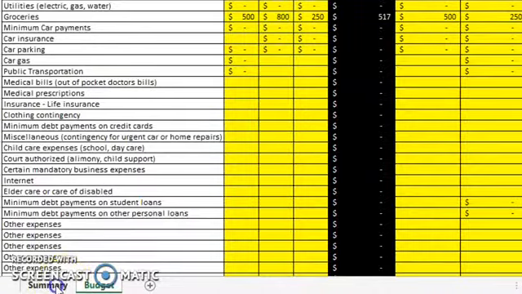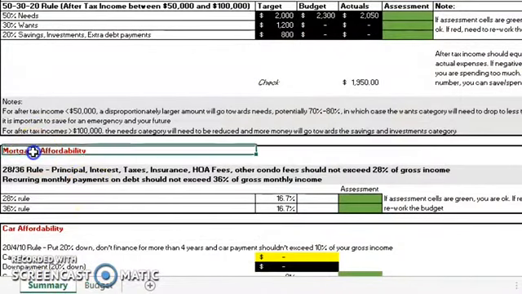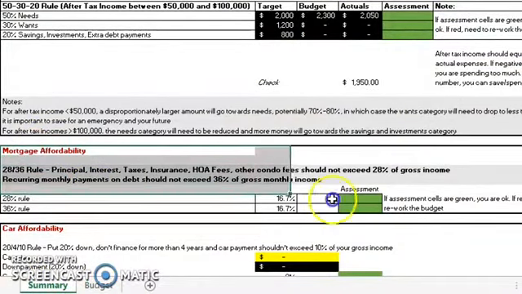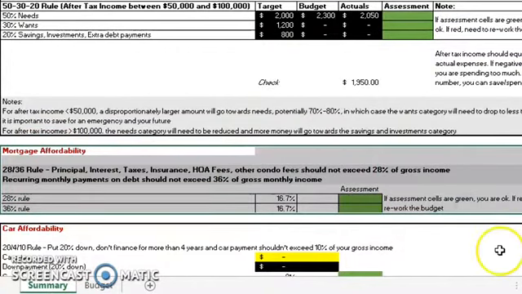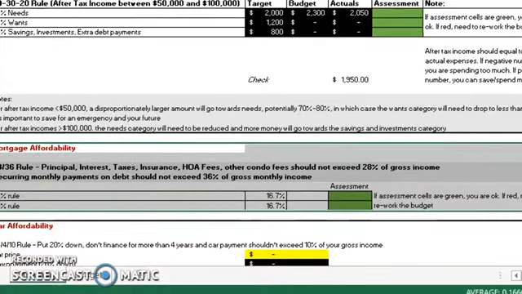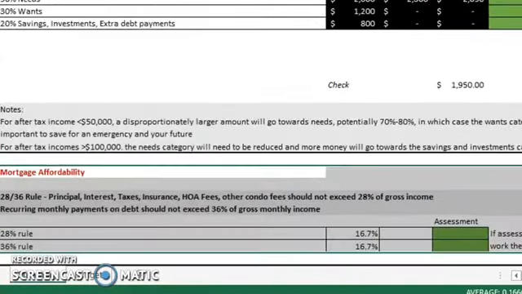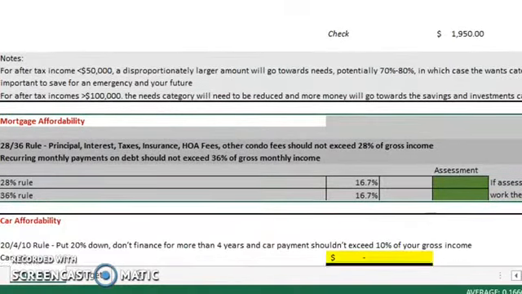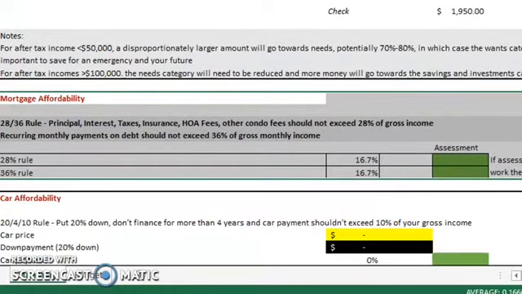In this video, what we'll specifically focus on is this section down here, which is titled Mortgage Affordability, and then we will also talk about car affordability. Let me make that a little bit bigger so we can see it fairly easily. Okay, so let's talk about mortgage affordability first.